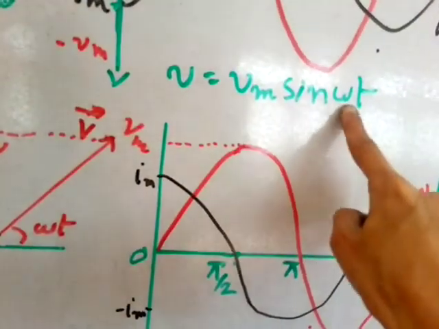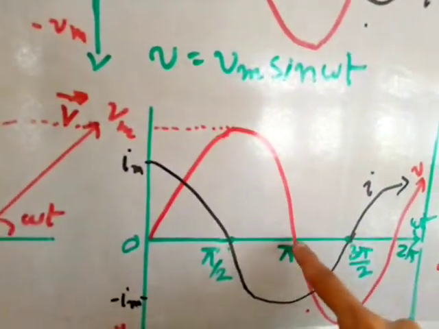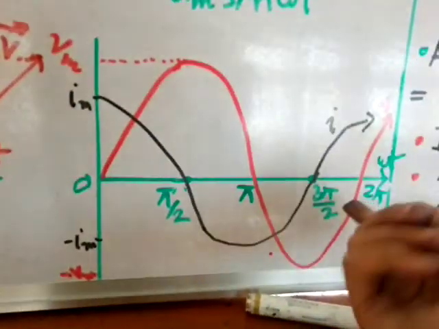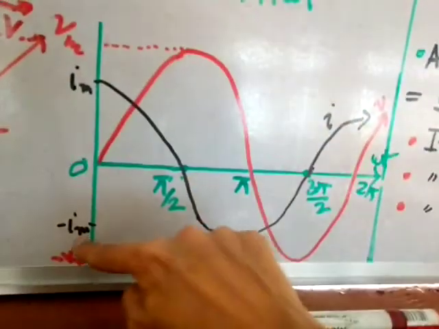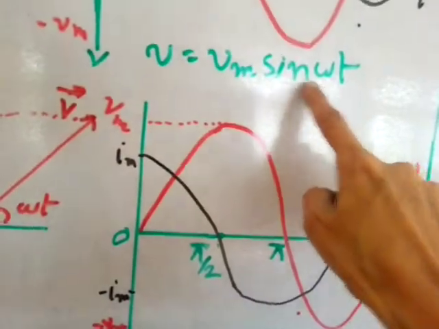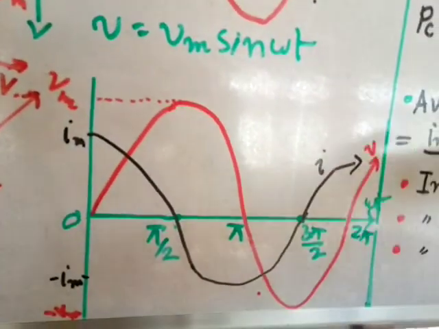Then put pi. Sin pi is 0, so voltage will come to be 0 here. This red curve. Then put 3 pi by 2. Again it is minus 1, so it is minus Vm. So it will be negative maximum here. Then you put 2 pi. When you put 2 pi, sin 2 pi is 0. So again voltage will be 0, and then so on.